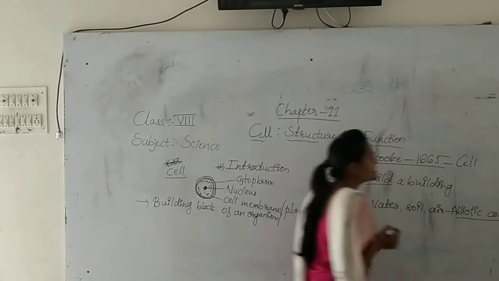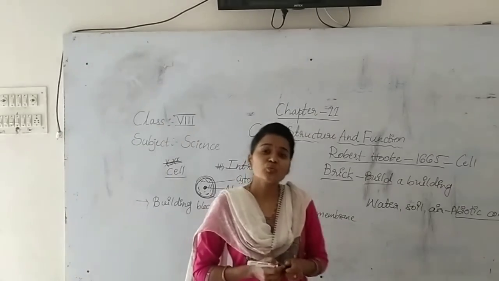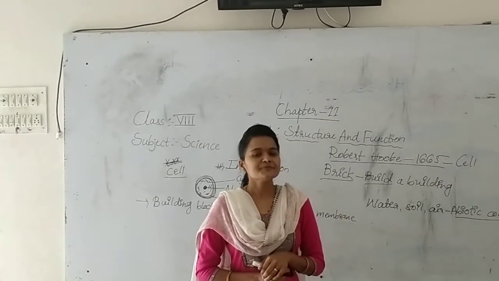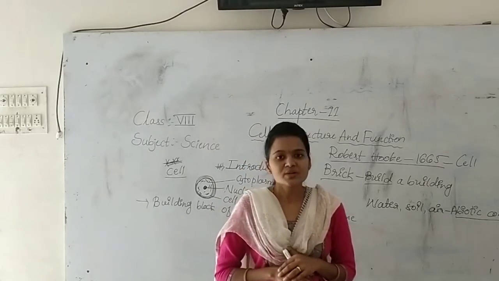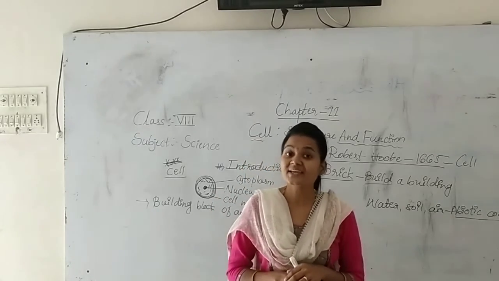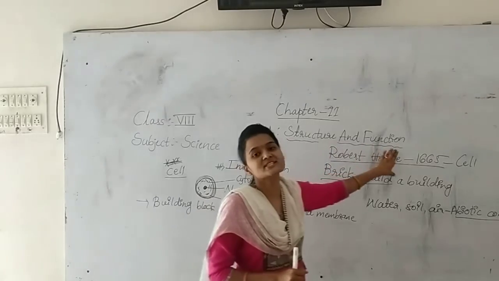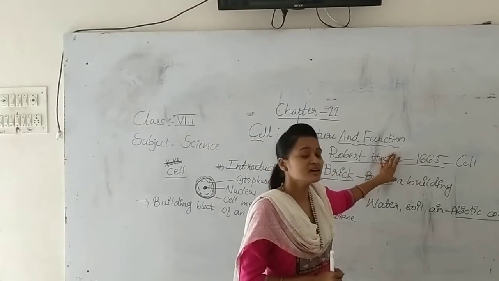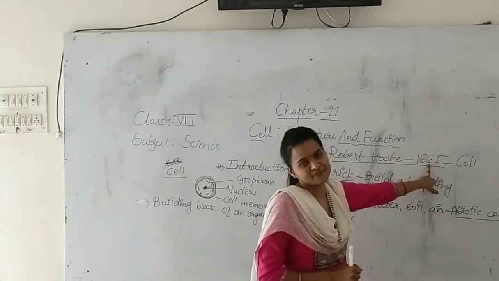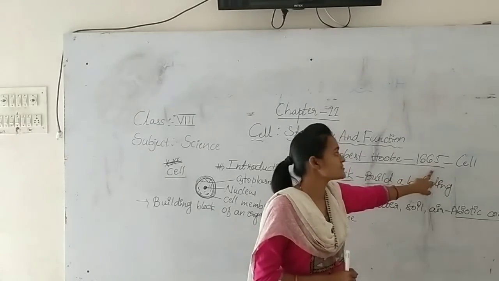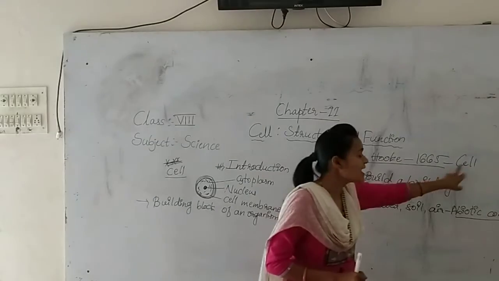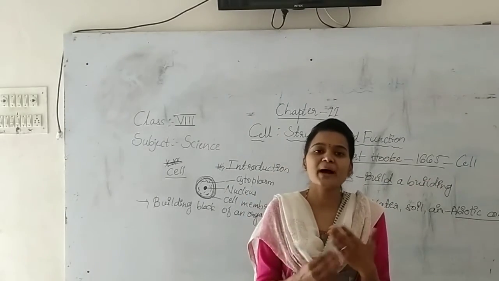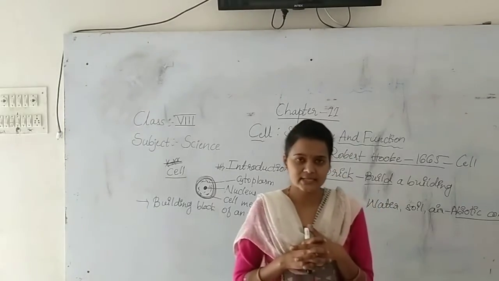And how did he discover it? By observing what? That is important. If they ask the question, who discovered the cell, then you answer: Robert Hooke discovered the cell. In which year? That is 1665. And how did he discover it? By observing what he discovered.